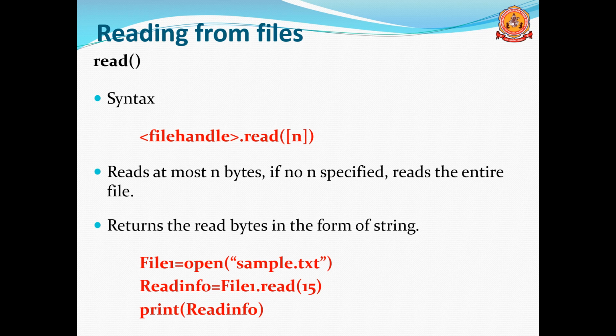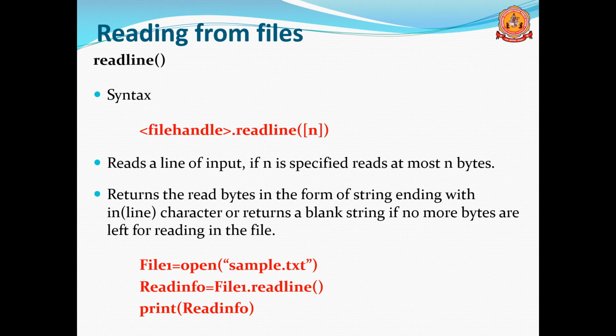Then you can see read_info, which is one string. The data you read will be stored in read_info. So read_info equals file1 dot read, and in the brackets I have given 15 here. Whenever you provide 15, the file will read 15 bytes from the file. After that, we print read_info, which means it will print the data we read, stored in the form of a string, to the user.